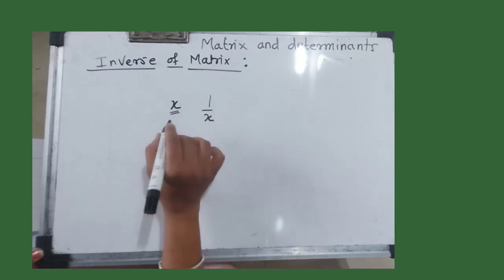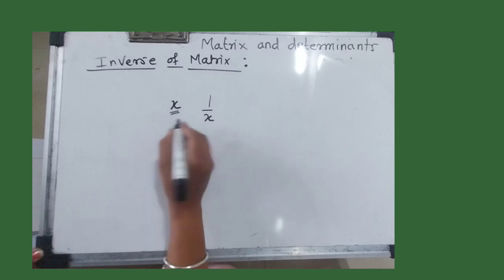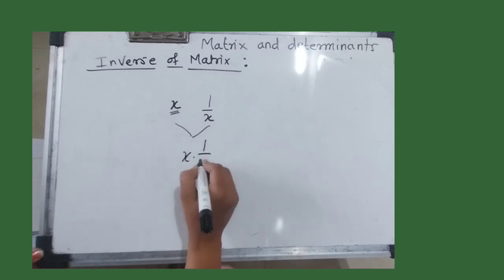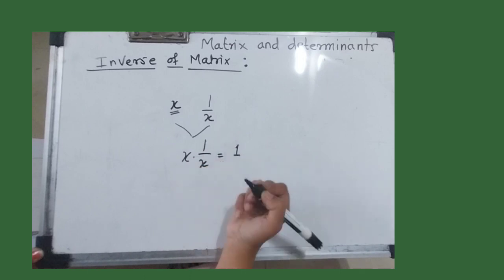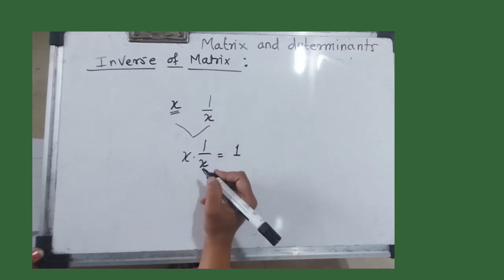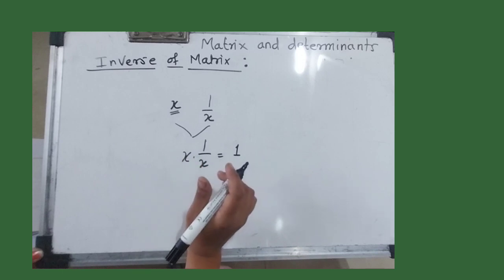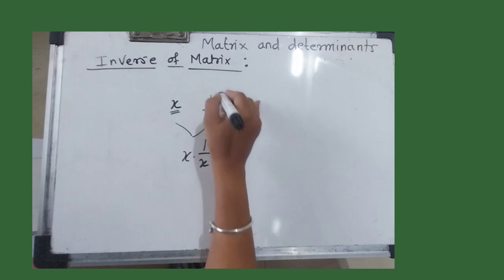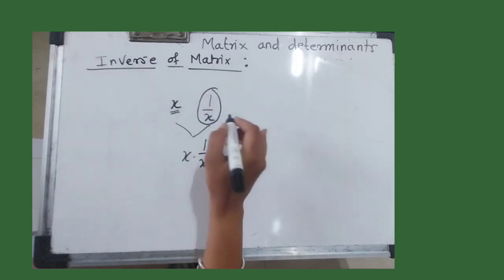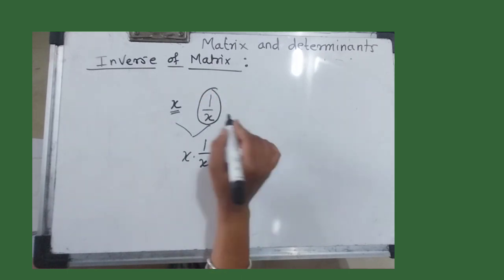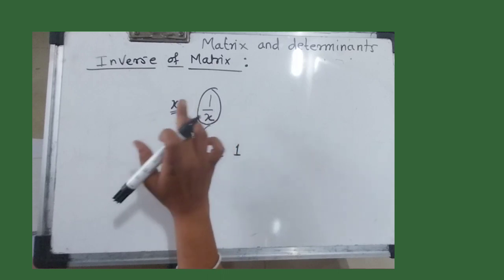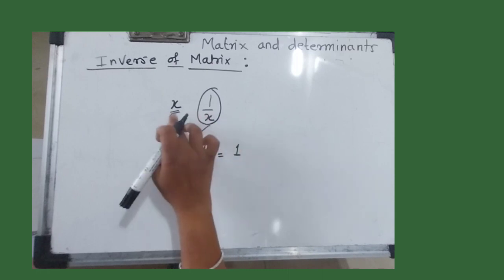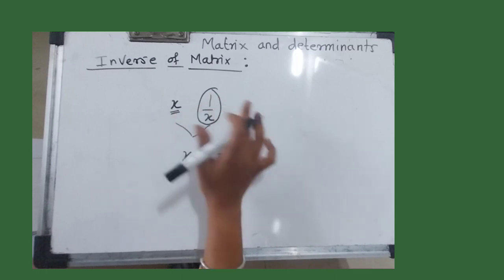Okay. If I take the product of these two numbers, x into 1 upon x, what we get here? 1. Okay. We call it the inverse of x, or we call it the reciprocal of x. Inverse of x is 1 upon x. Inverse of 1 upon x is x. Okay, this is the reciprocal.